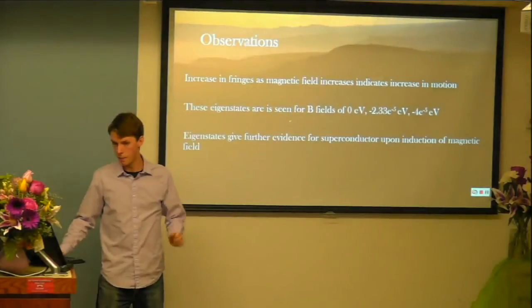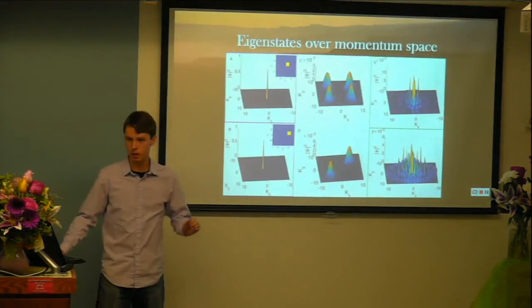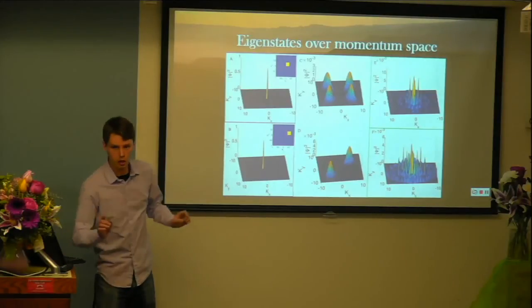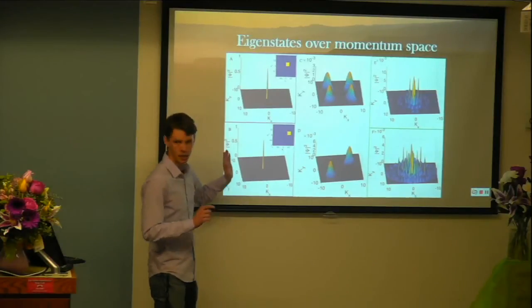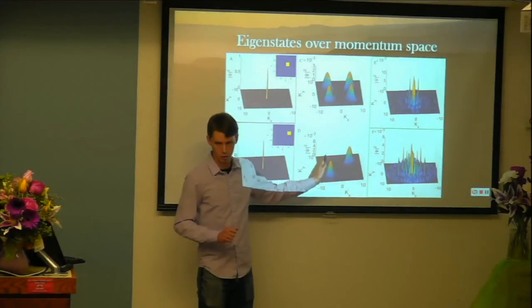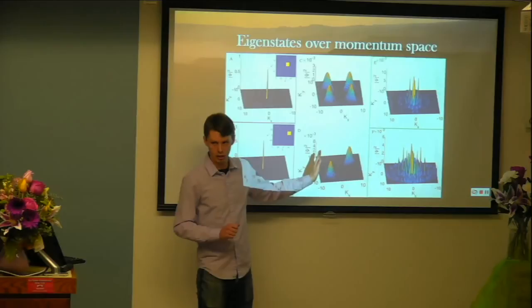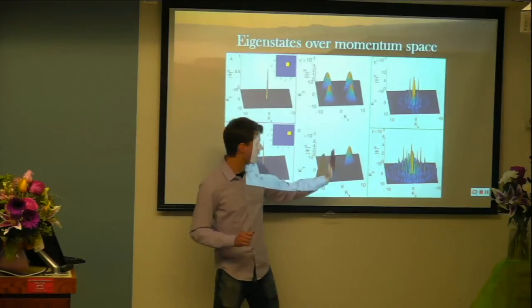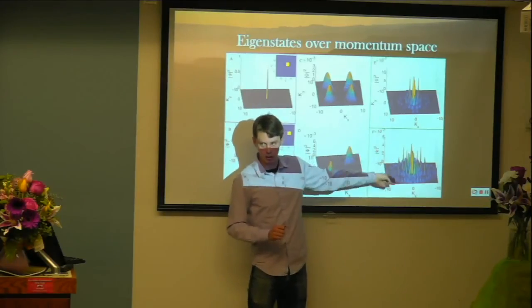So this is just different eigenstates at the same magnetic field, right? No, you're changing the field strength. This is magnetic field is 0. This is increased to 2.33 times 10 to the negative 5, which is kind of optimal, where you really see the formation. And then the largest peak was seen at this one.